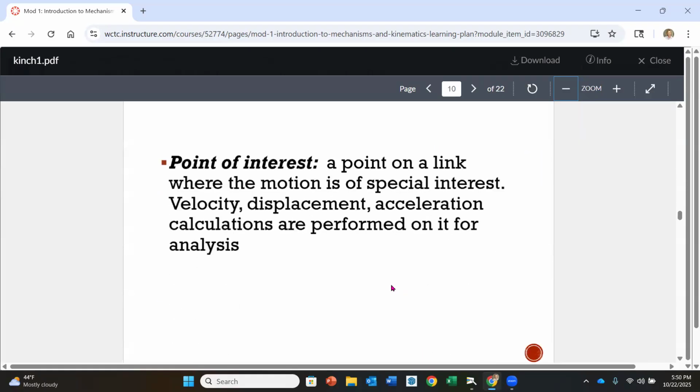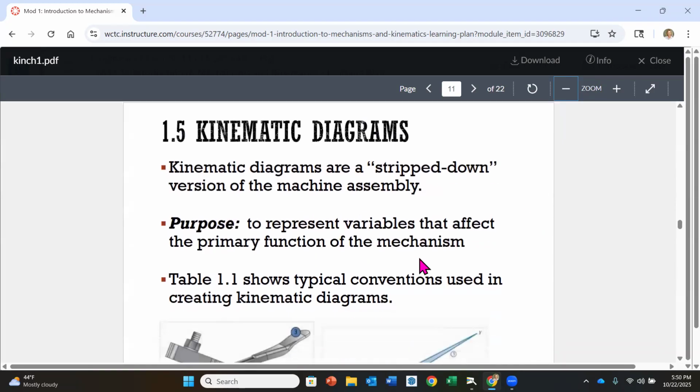Now, the last item we're going to talk about is the point of interest. A point of interest is an element, a point on a link or on an element, that we're interested in finding out what's going on with. And these will become apparent as we start looking at mechanisms and drawing the kinematic diagram. So I'm just going to leave it there. Okay, so we'll talk more about these as they come up.